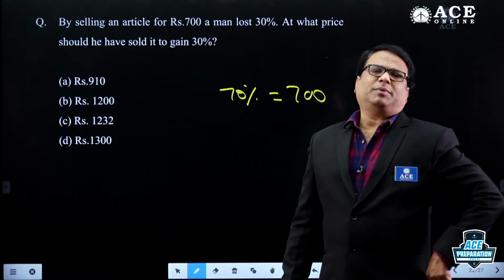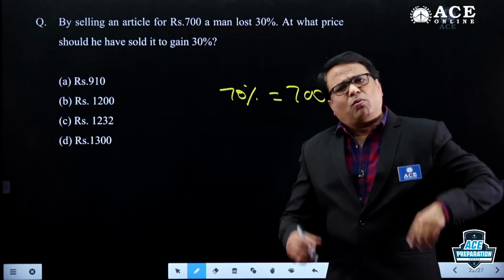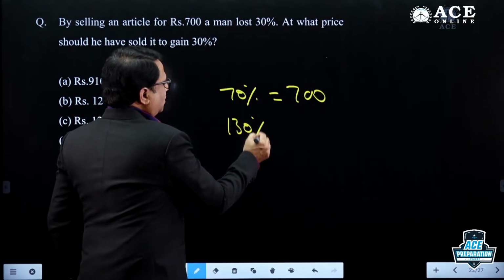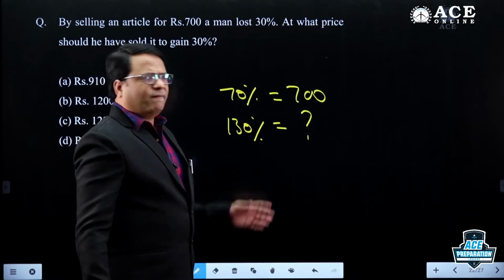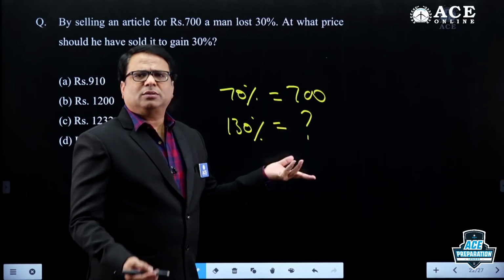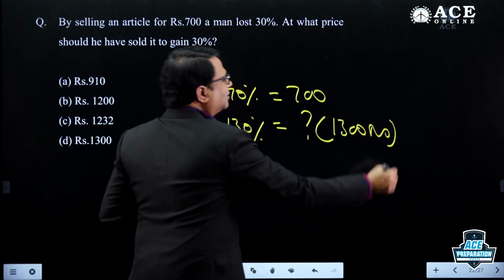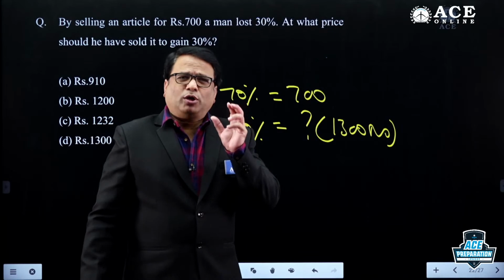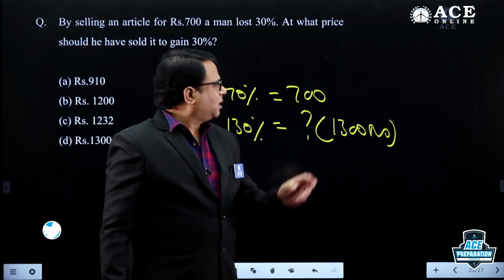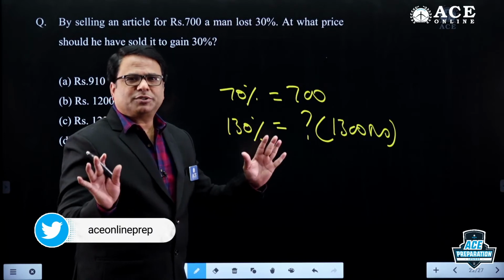Now when profit is 30%, how do you write selling price? 130% of cost price. So 130%, how much? This is the question. When 70% is equal to 700, 130% is equal to how much? You can easily make out it is 1300 rupees. That means if you want to make a profit of 30%, the article must be sold for 1300 rupees. Okay, a very, very simple approach, right?